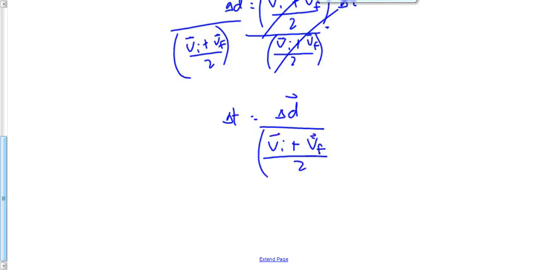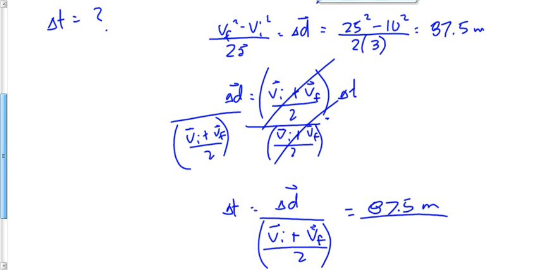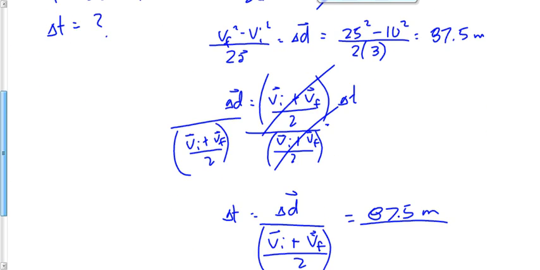Now, Kessler, when you see the way that I'm going to do this, you're going to be like, oh, that was a lot of work. That's okay. Yeah, a lot of work, it's fine as long as it gives you the right answer, right? Delta D, what do we say that was? 87.5 meters. VI was, I think it was 10. Yeah, 10. VF was 25.